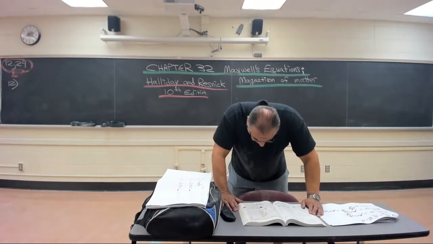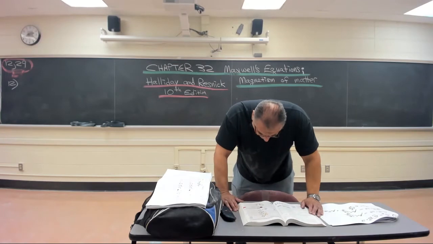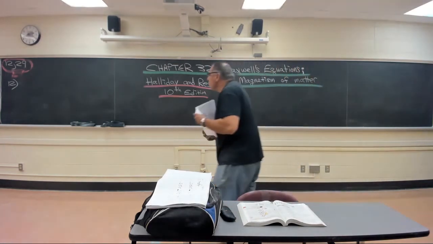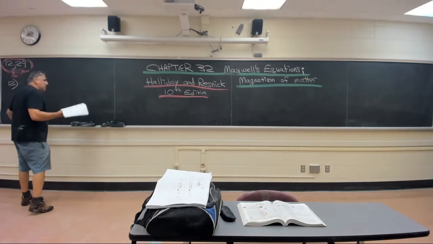For problem number 12, a parallel plate capacitor with circular plates of radius 40 millimeters is being discharged by a current of 6 amps. At what radius, A, inside, and B, outside the capacitor gap, is the magnitude of the induced magnetic field equal to 75% of its maximum value? C, what is that maximum value? So let's take a look at it. Let's write a couple general things down and we'll see what we can say.